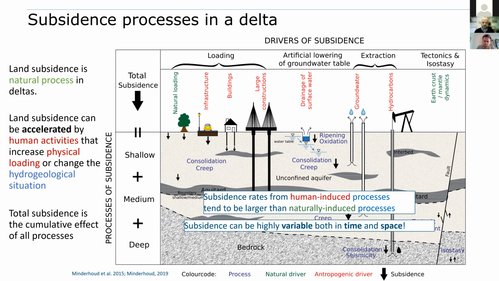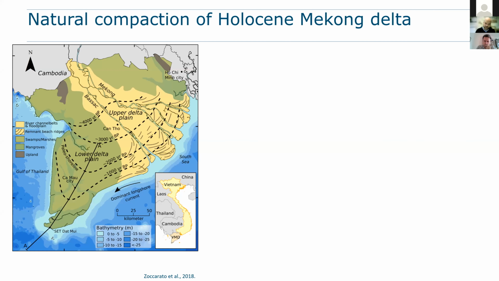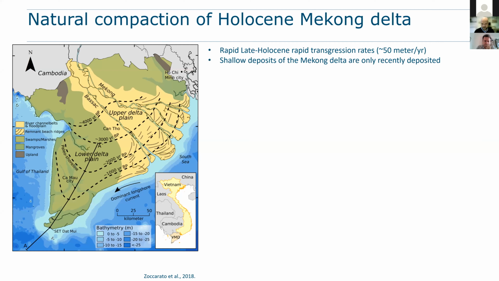So let's have a look at the natural compaction of the Holocene Mekong Delta. So this means the shallow part of this delta. The Mekong Delta, like all the deltas in the world, is actually a very young landform. It's only been created in the last several thousands of years. 7,000 years ago, for example, the coastline was situated in present-day Cambodia. So this means there was no Mekong Delta at the time that the Egyptians were building their pyramids.